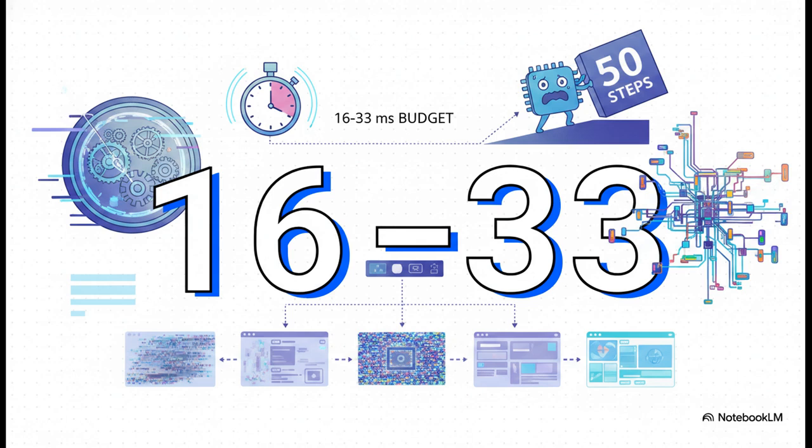That's a huge problem because standard diffusion models, the ones that generate images by taking pure static and removing noise step by step, normally take 50 sequential steps to finish. Doing that takes several seconds per frame, putting the whole process roughly 100 times over our tiny millisecond budget.